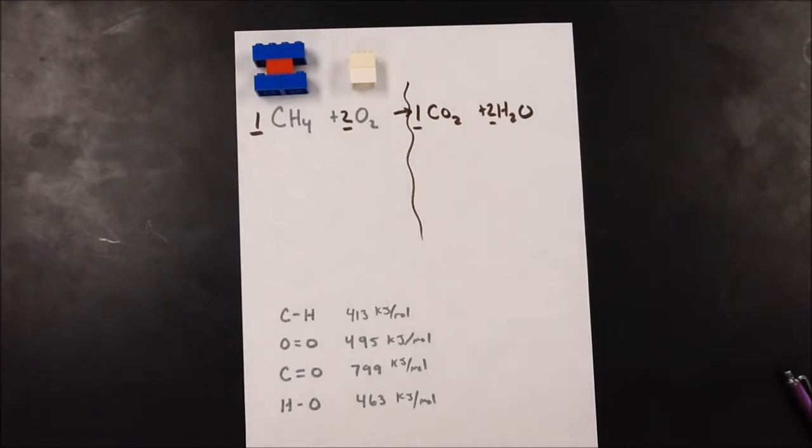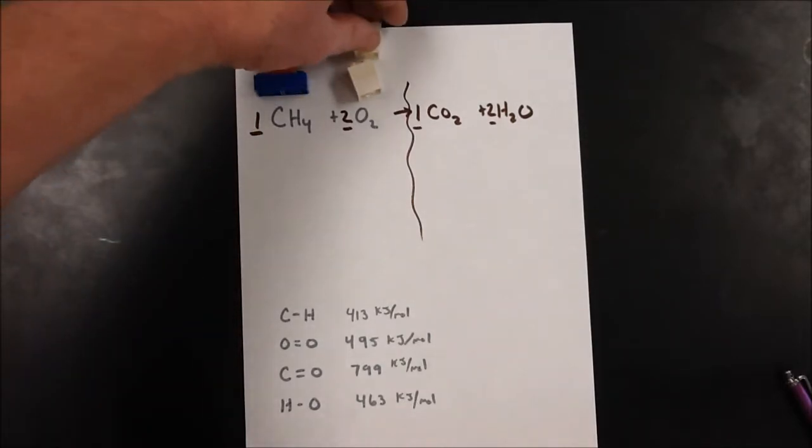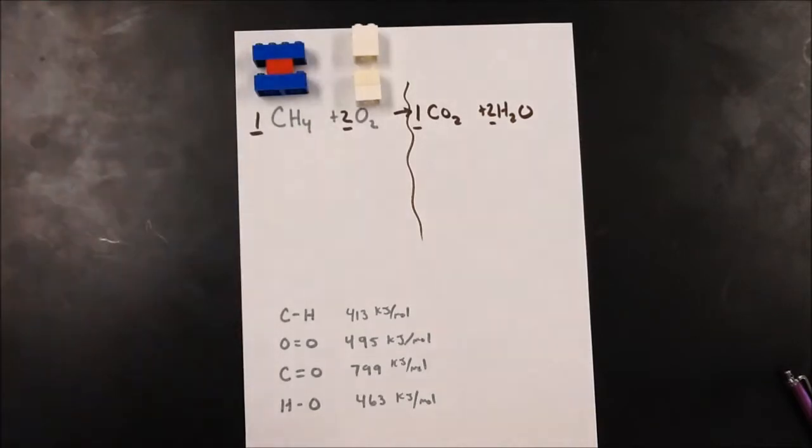The other thing here that I have to account for is the fact that there's stoichiometry, there's coefficients, it's 1 to 2. So I don't have enough O2 here, so I'm going to bring in another diatomic oxygen so I can represent here what's going to take place.